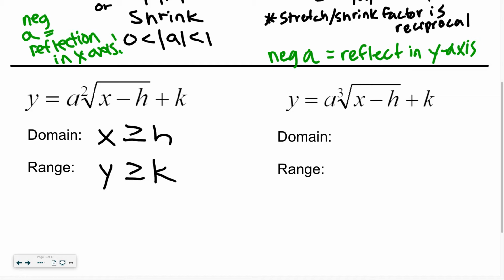But this one I love because remember we talked about the cube root, all real numbers all the time. If it's a cube root, I don't have to guess domain and range at all. I know it's going to be all real numbers.